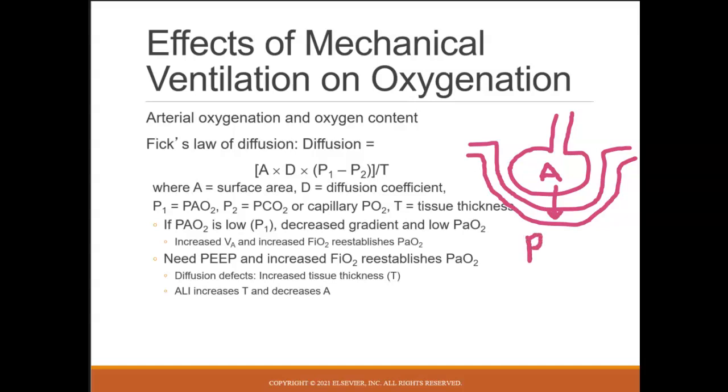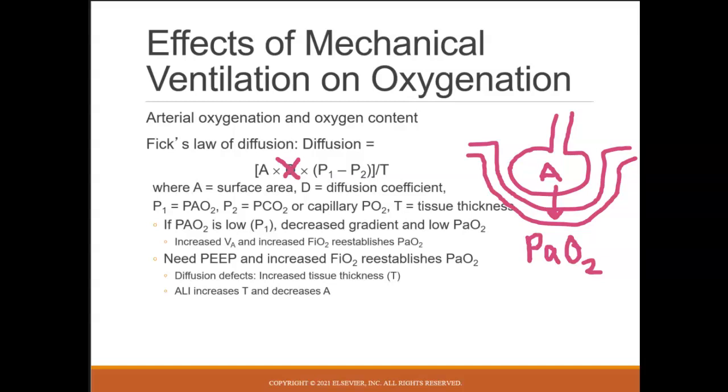It comes out of the heart as PaO2. The things that are going to affect that are diffusion defects. Your A is your surface area, so how many alveoli are open and ventilated is your surface area. Your D, your diffusion coefficient, doesn't matter because we're talking about the same gases always, right? Oxygen and nitrogen and things like that, and air.